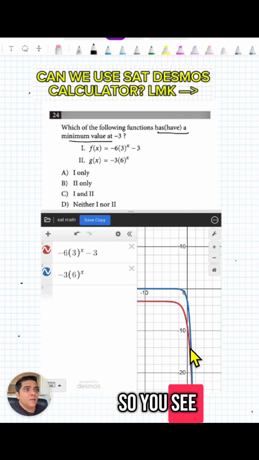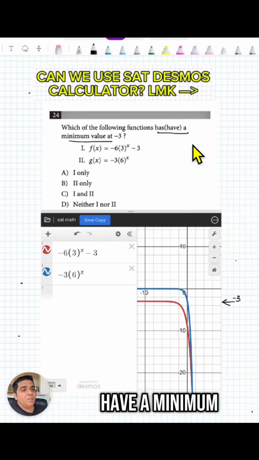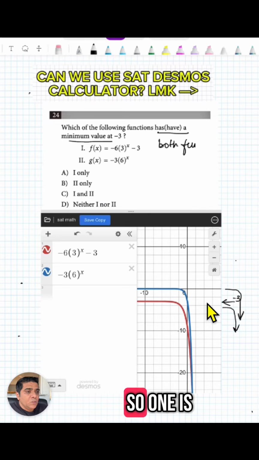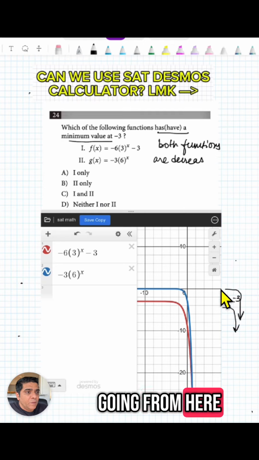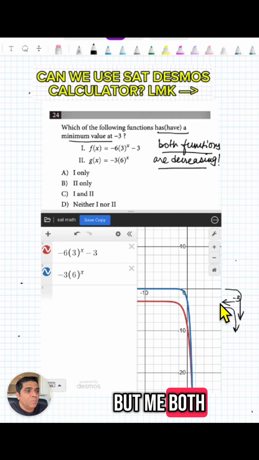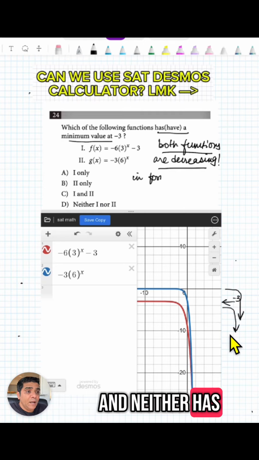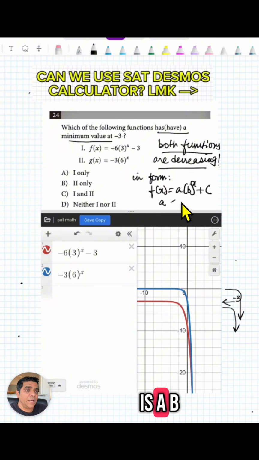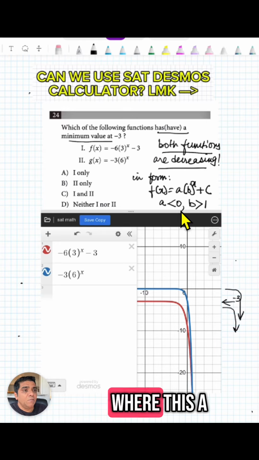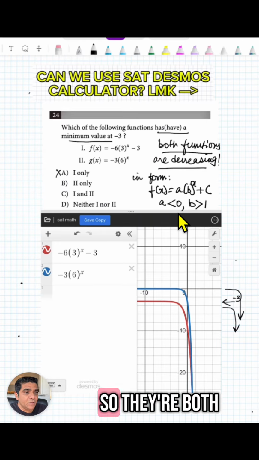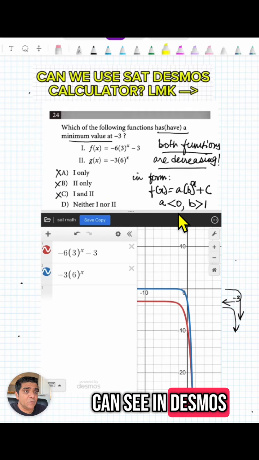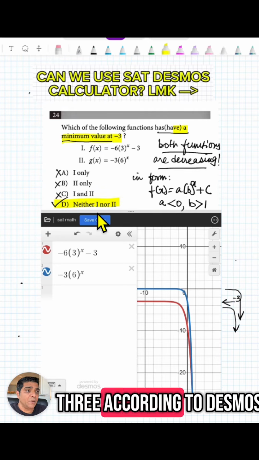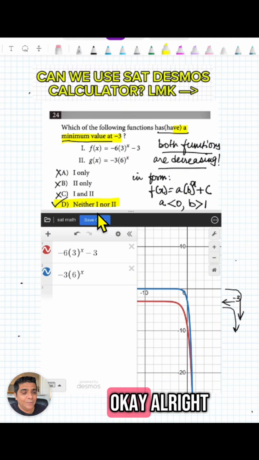So you see the question is to have a minimum value. So -3 is right here. One is going from 0, one is going from -3, but both functions are decreasing and neither has a minimum value out here. They are in generalized form f of x is a b to the power of x plus c, where a is less than 0, so they're both going downwards. As you can see in Desmos, the choice is D, neither 1 nor 2 has a minimum at -3 according to Desmos, because they're both going down. Okay? All right.